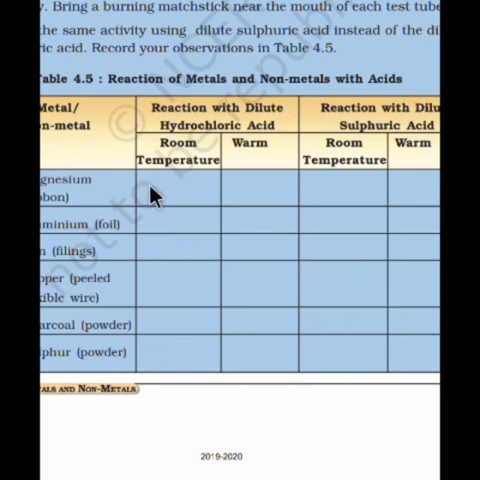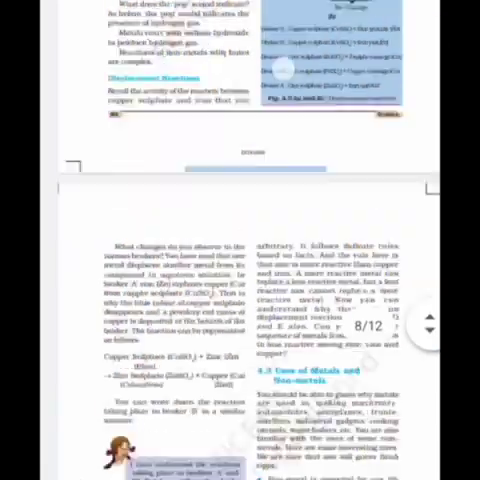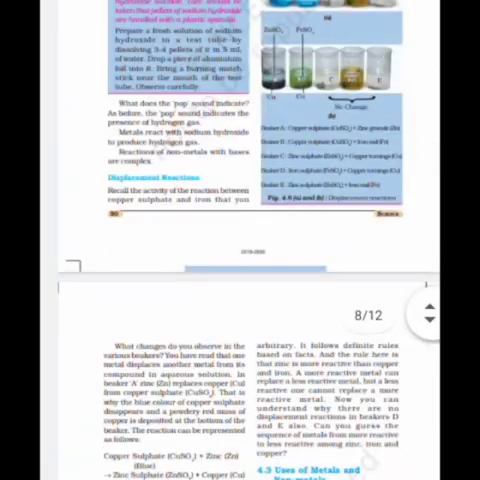If there is any pop sound at the neck of the test tube when we apply the burning matchstick, then you have to mention it in your book also, and just tick here whether it is at room temperature or warm, and record the data by filling this table. We are going to learn all this content in the next session.